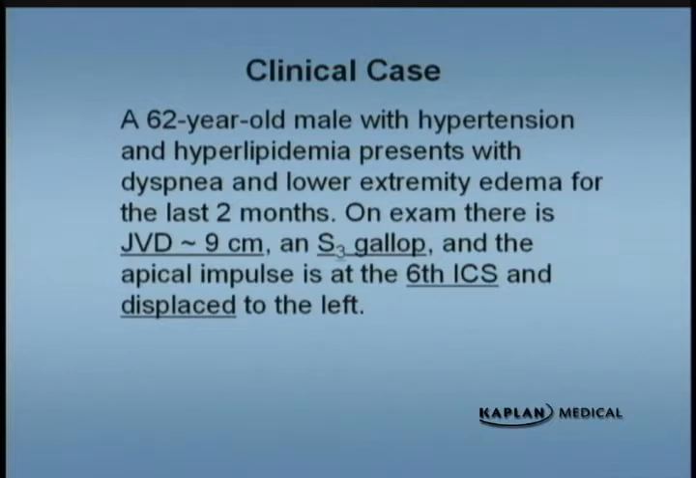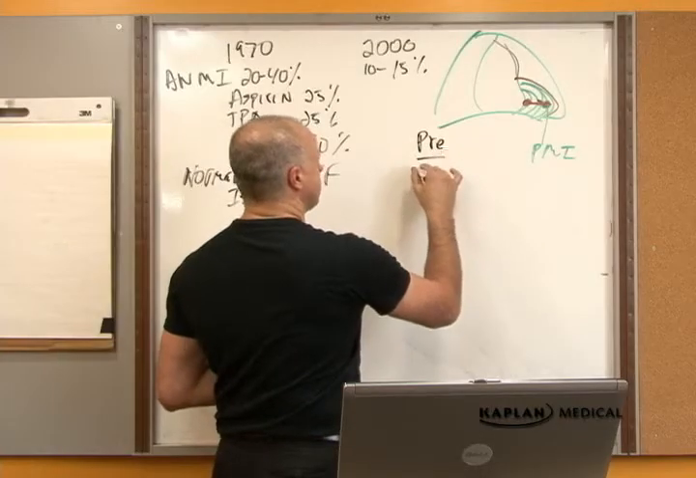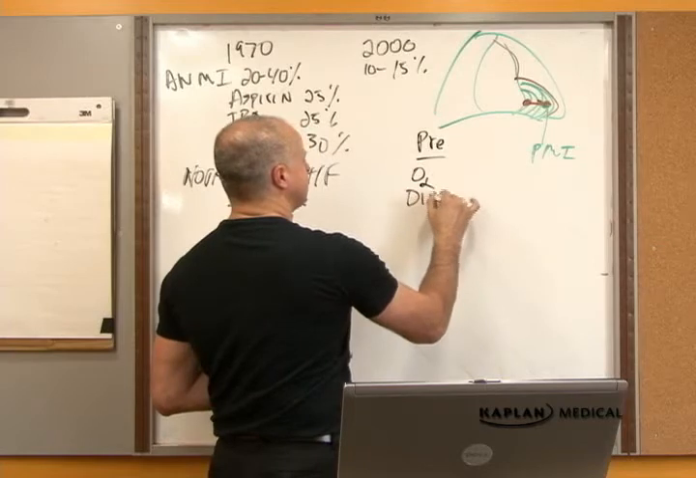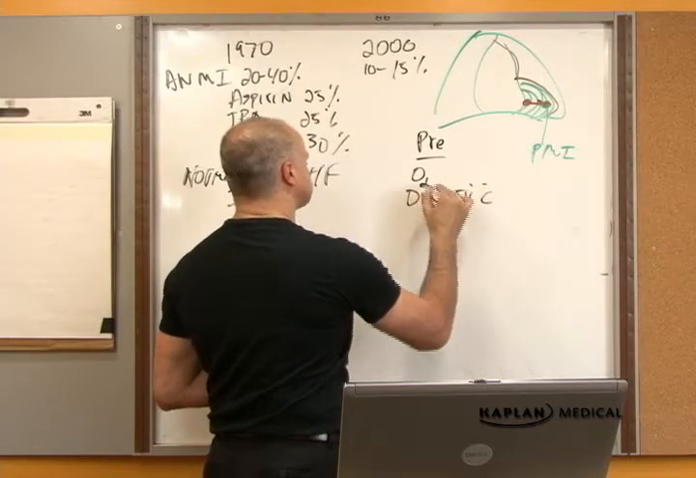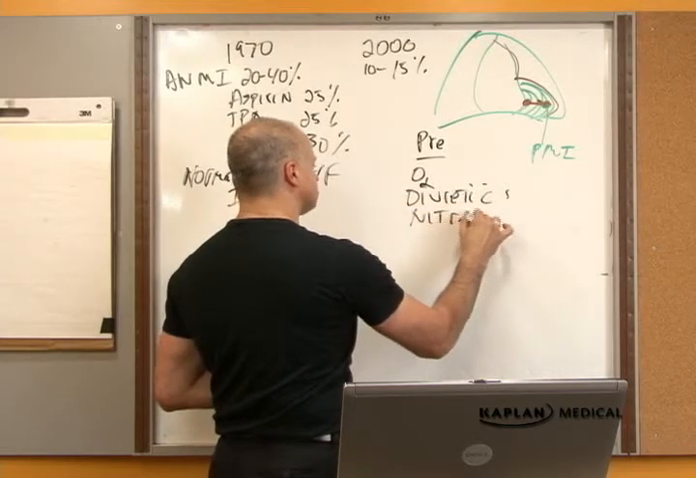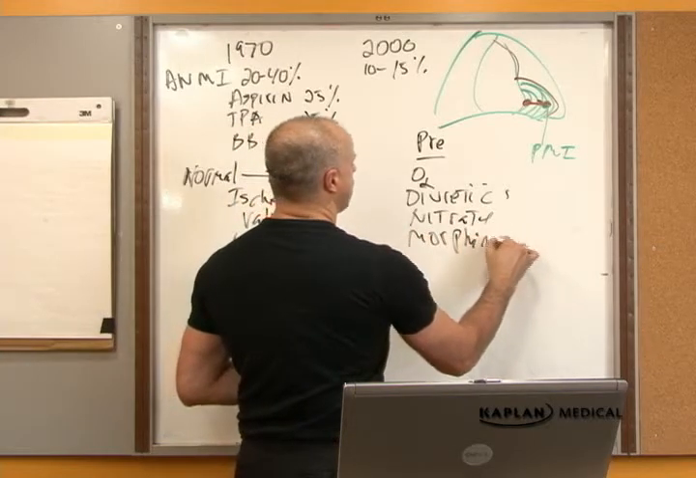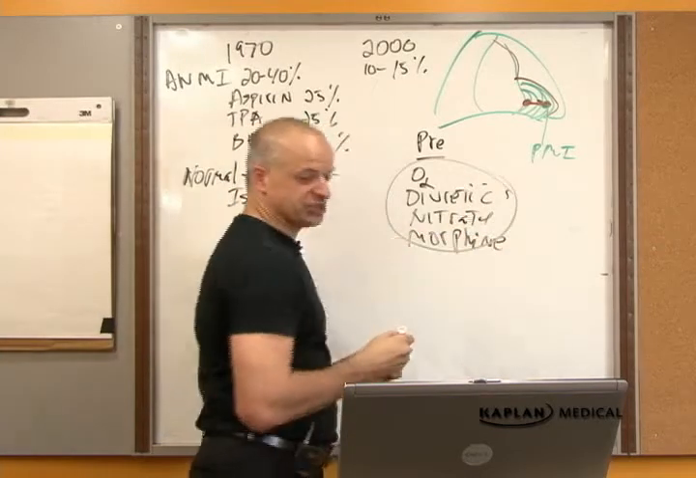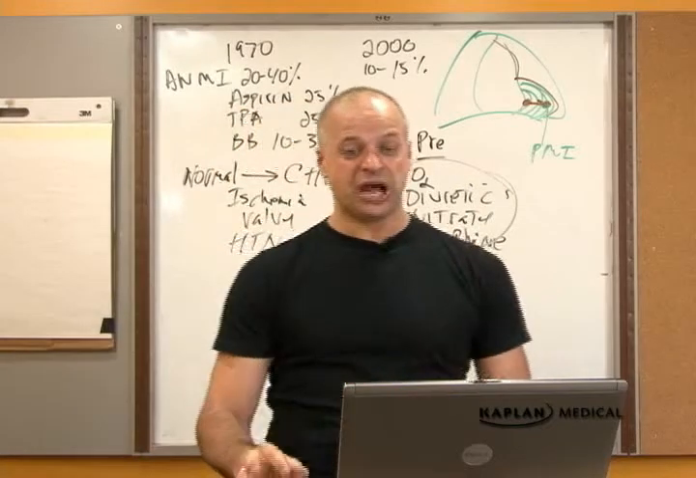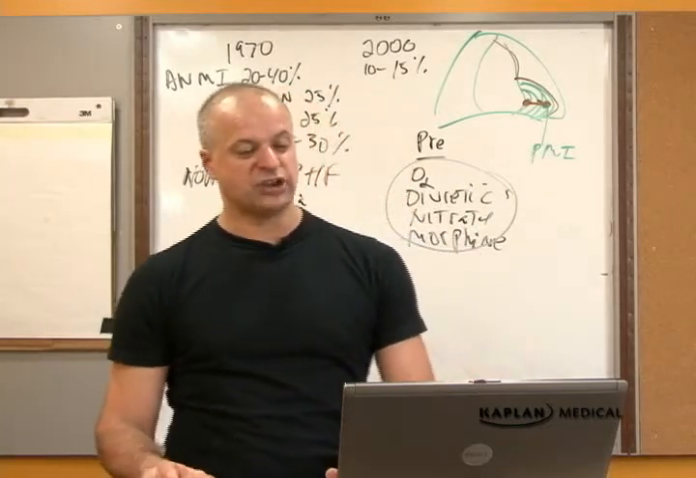So the question is, what's the next best step in management for this guy? Well, he's short of breath. The way to handle short of breath people at the beginning is preload reduction: oxygen, diuretics, nitrates, and morphine. 90% of people will get better with oxygen, fluids, diuretics, and morphine.